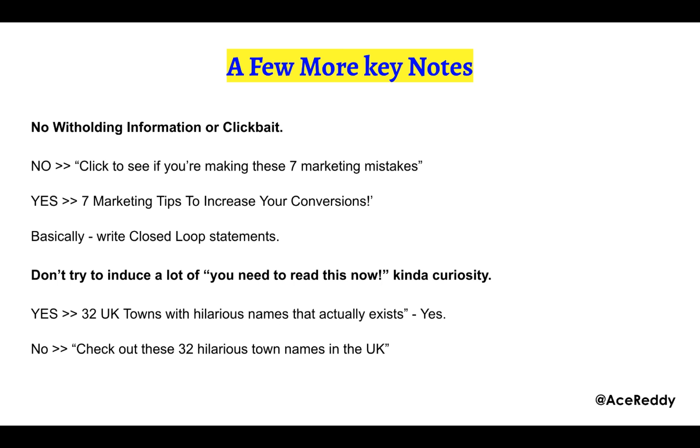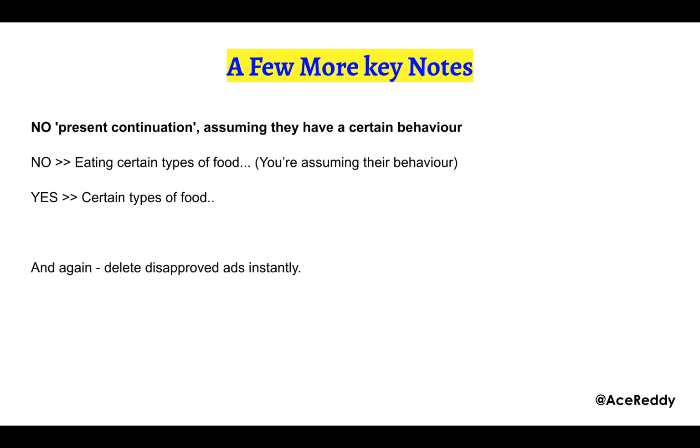So that's acceptable. What, however, is not acceptable is if you say, check out these 32 hilarious town names in the UK. That's not a closed loop statement. You're pushing on curiosity, right? Again, this might not really get you banned either, unless you have had a dirty history. But still, best behavior is to find alternatives.